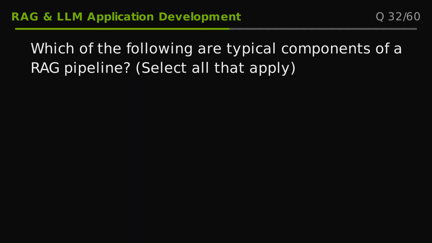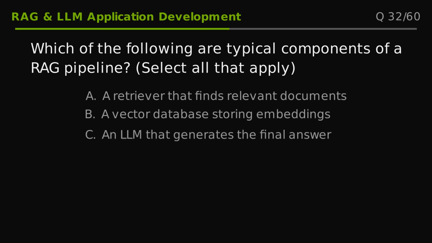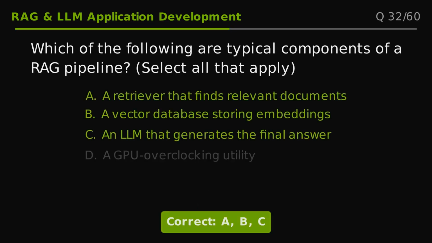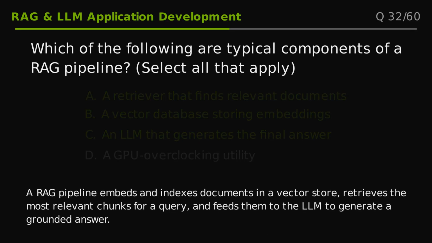Question 32. Which of the following are typical components of a RAG pipeline? Select all that apply. Option A. A retriever that finds relevant documents. Option B. A vector database storing embeddings. Option C. An LLM that generates the final answer. Option D. An overclocking utility. The correct answers are A, B, and C. The RAG pipeline embeds and indexes documents in a vector store, retrieves the most relevant chunks for a query, and feeds them to the LLM to generate a grounded answer.